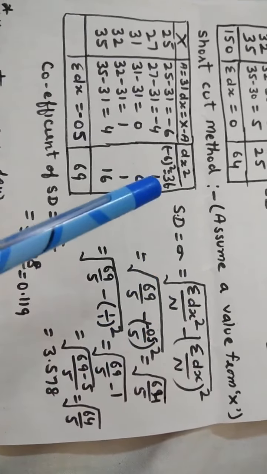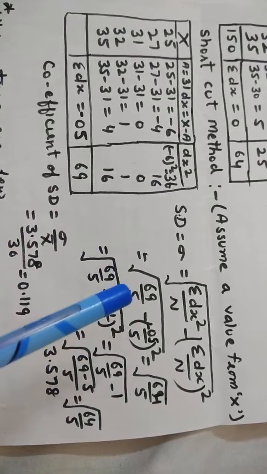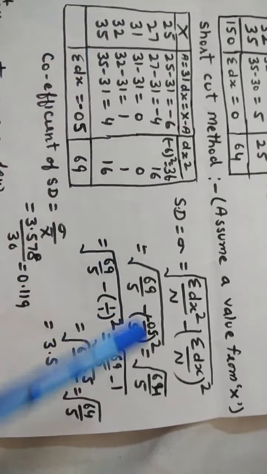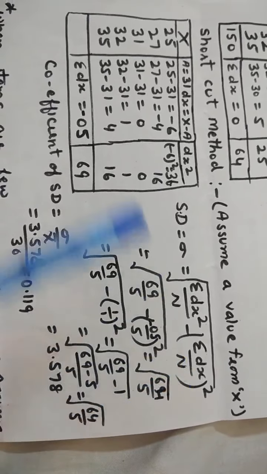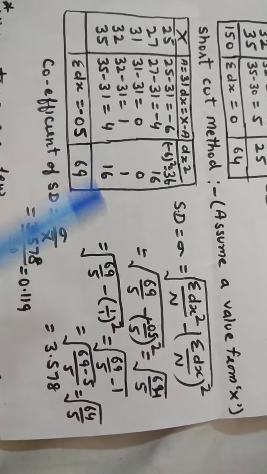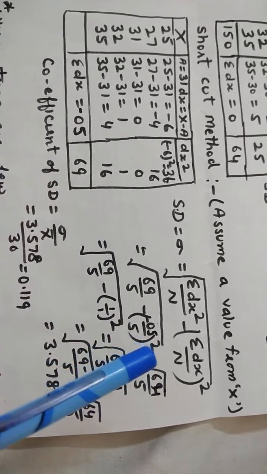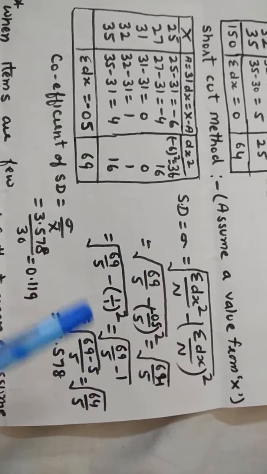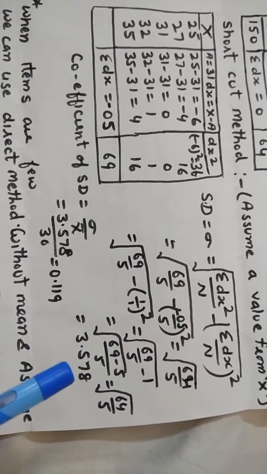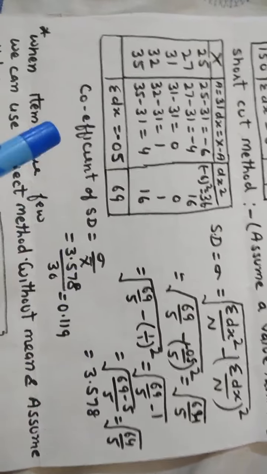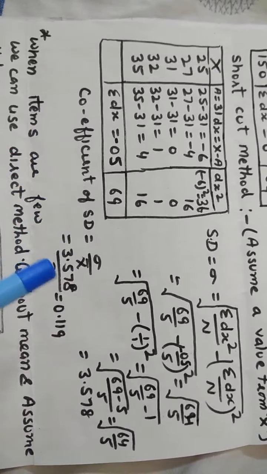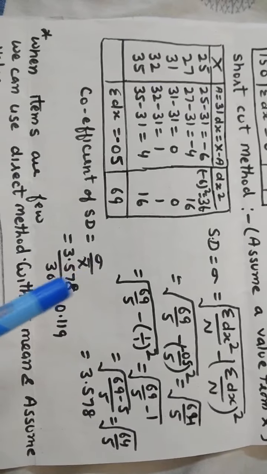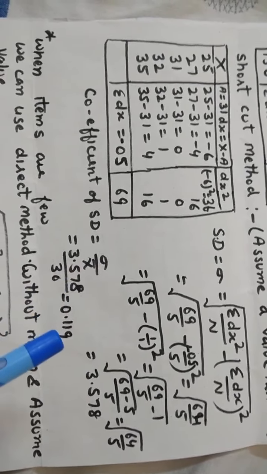Value of dx square is 69 divided by 5. Number of items are 5. Then summation dx is 5, divided by 5 square, whole square root. By calculating, we get 3.578 as standard deviation. Coefficient of standard deviation is standard deviation divided by mean, that is 0.119.